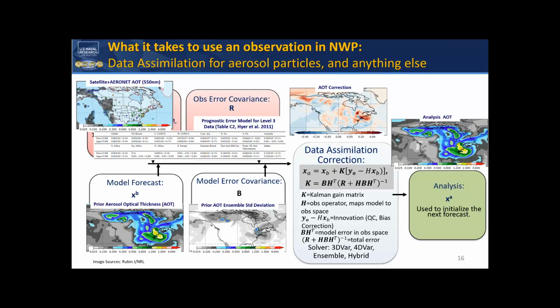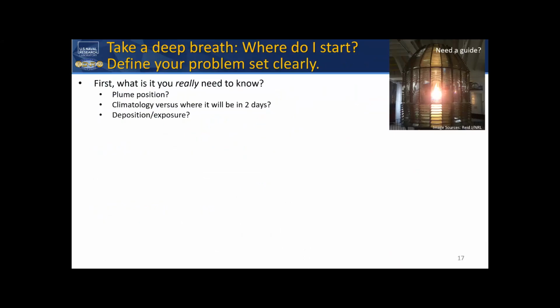And then we get another analysis for aerosol optical thickness, and the whole process starts all over again. All right, so let's take a deep breath. Where do you start, right? The most important thing is to define your problem very, very clearly. What is it that you really, really need to know? You need to know the position of a plume, or the probability of where the plume could possibly be if you're talking about a toxic emission.